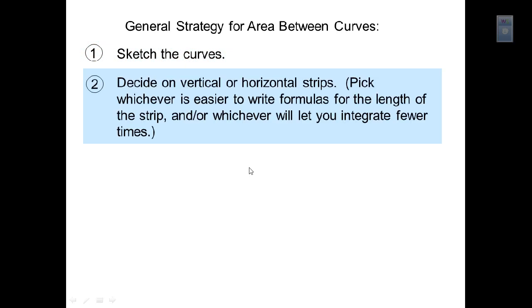All right, the second thing, you need to decide whether you're going to use vertical or horizontal strips. Whichever is easiest is the one you want to pick, to write the formulas for the length of the strip, and which will let you integrate fewer times. You have to remember some are going to be very, very difficult to solve for x. For instance, if you've got x equals y squared plus y, something like that's not going to be easy to solve for y. So leaving it in terms of x is a lot better.